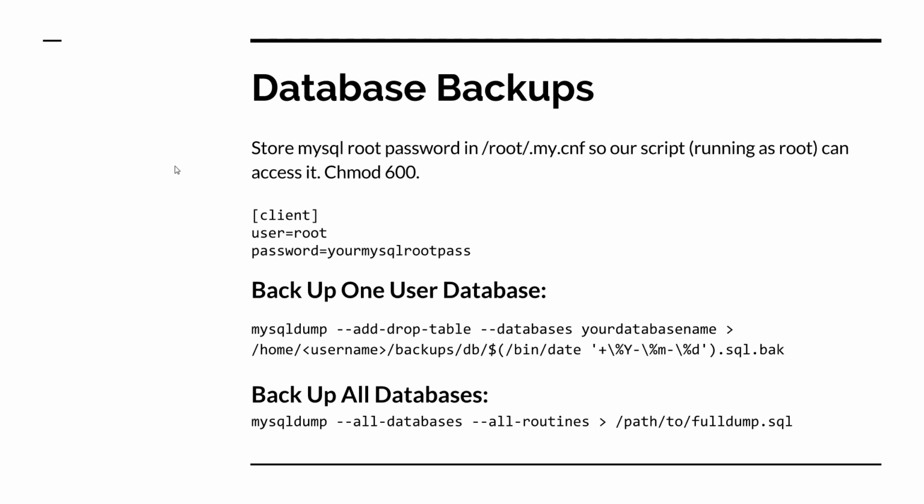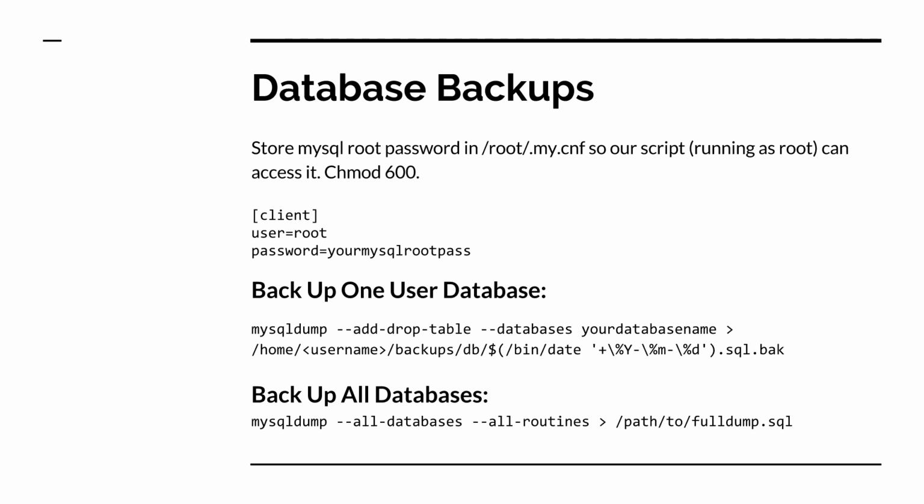So the first thing we're going to do is store our MySQL root password in root's home directory, in an invisible file, .my.cnf, so that our script can access it without actually having to supply a password. We're going to protect this by chmodding it to 600. That is readable and writable by root and not readable or writable by anyone else. The file content will just look like this: [client], user=root, password=, and then whatever your MySQL root password is. What this allows us to do is log in without a password as the root user.